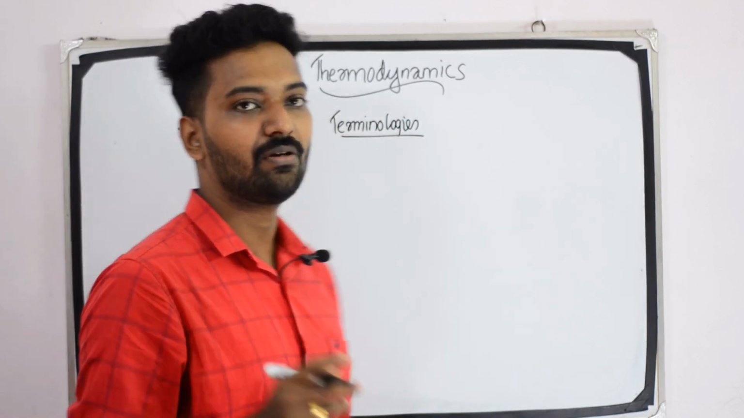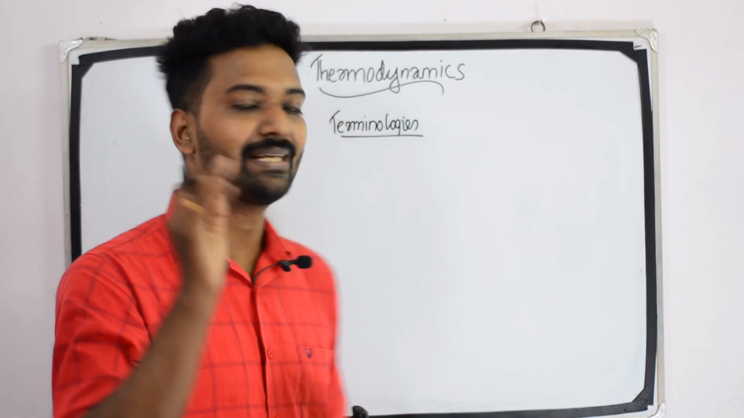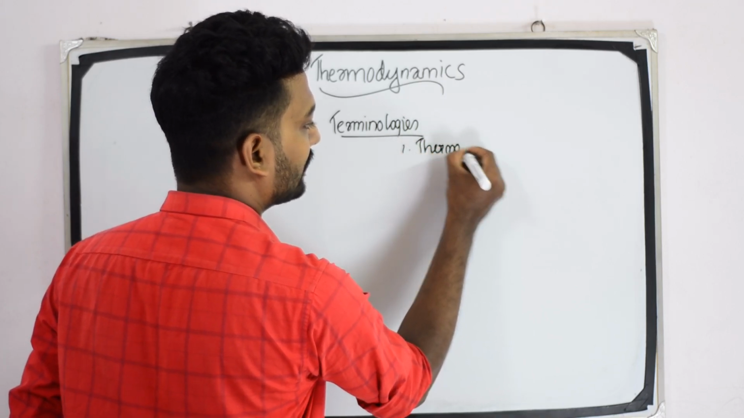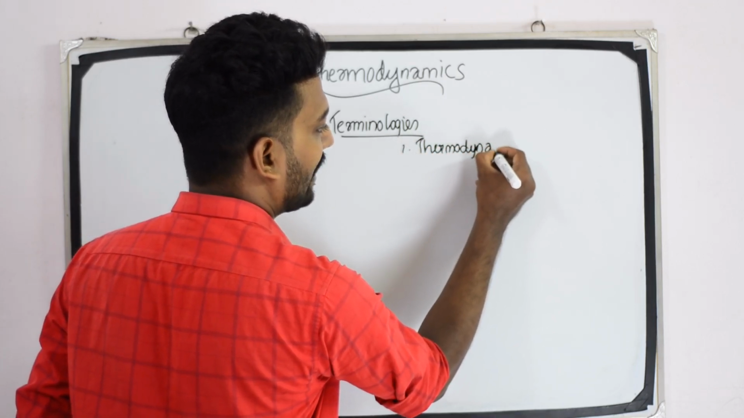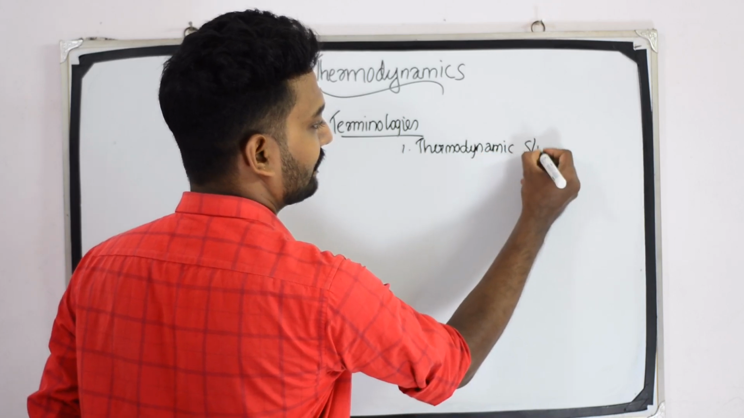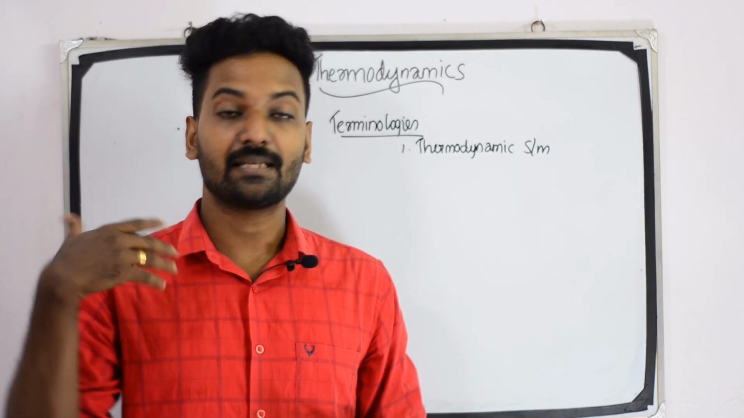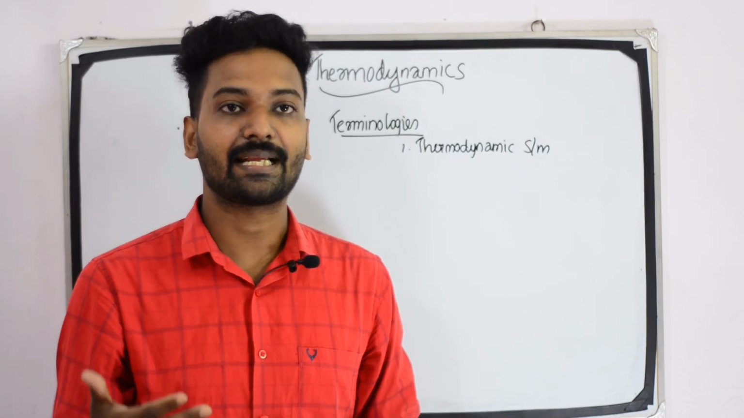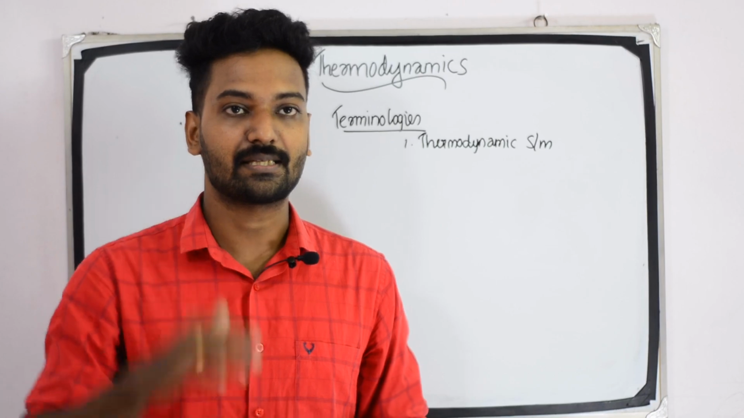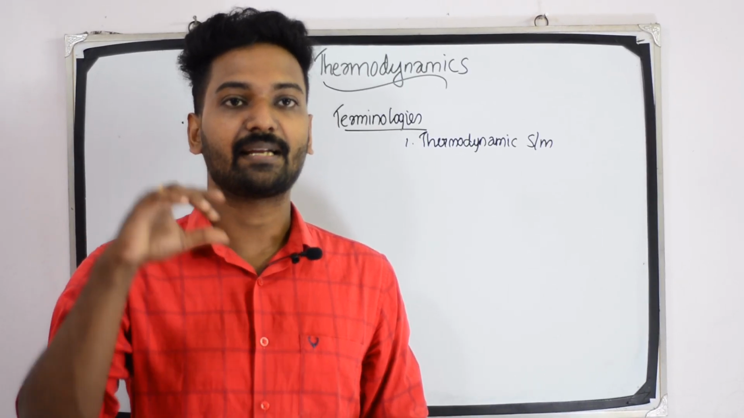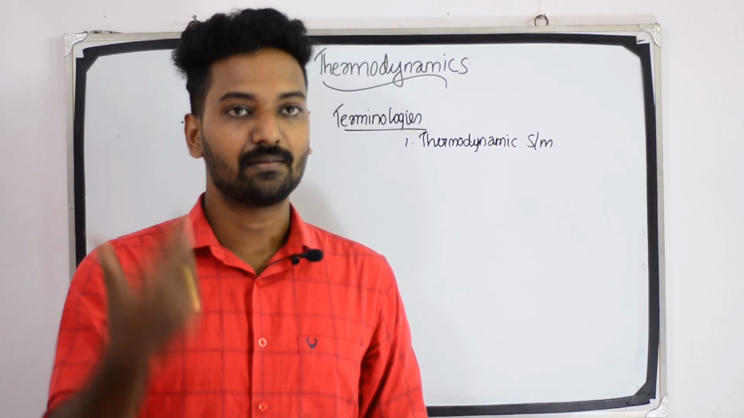Terminologies. The first one is thermodynamic system. A thermodynamic system is a precisely defined region of the universe under study.